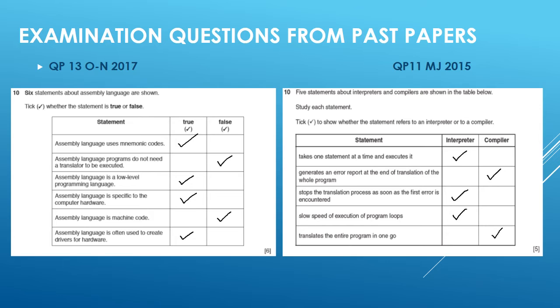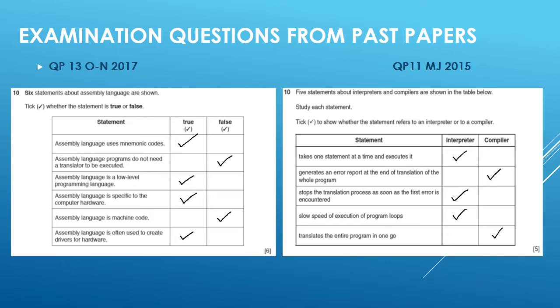The first statement is assembly language uses mnemonic codes. Yes, you have made a guess. True. Assembly language programs do not need a translator to be executed. False, because assembler is the language translator that is used to translate assembly language into the machine code. Third statement is assembly language is a low level programming language. In the context of O level, it is said as a low level programming language, otherwise it's a mid level programming language, so you will be making it true.